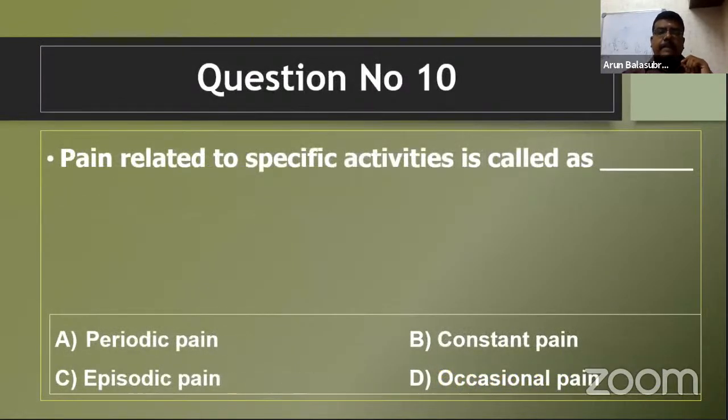Right, question number 10. Pain related to specific activity is called as. When you do activity, the patient exhibits pain. What is that called as? Is it periodic pain, constant pain, episodic pain, or occasional pain? What is the pain when you do certain activity called as?